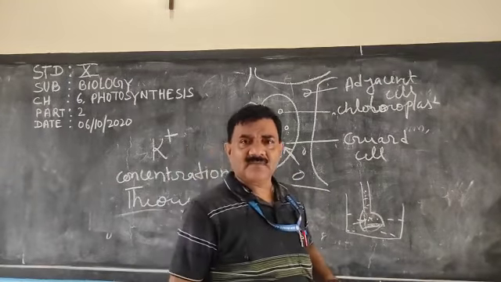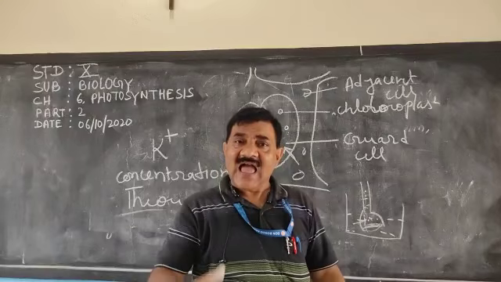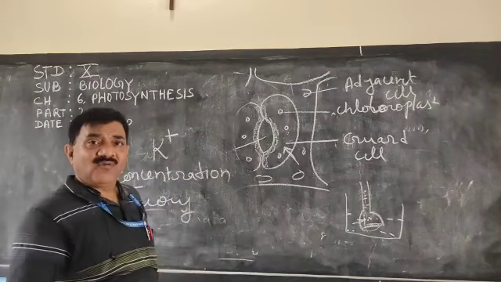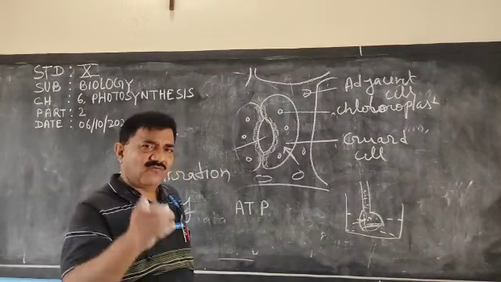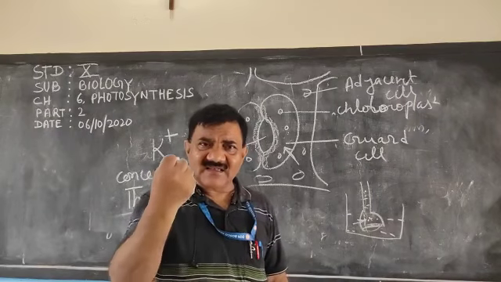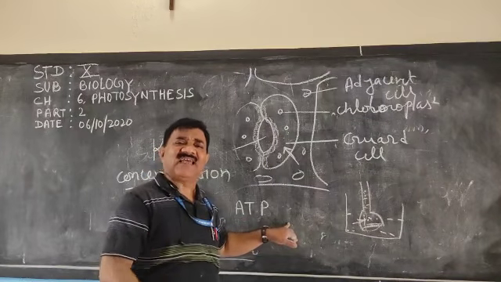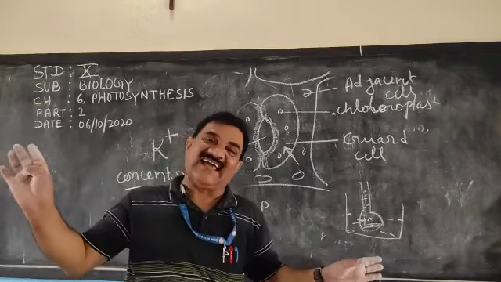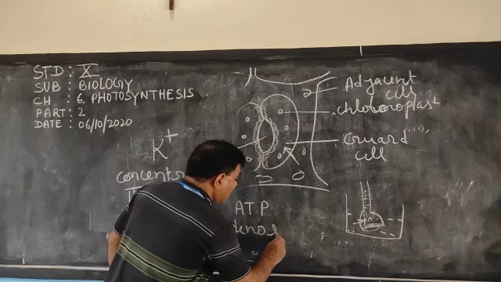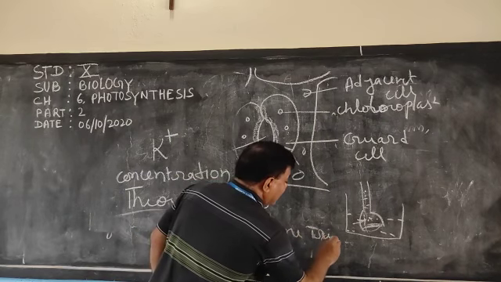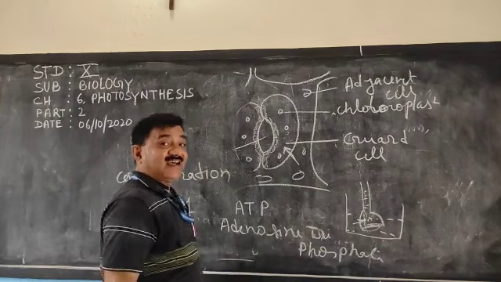During daytime, the chloroplast present in the guard cell will do the work of photosynthesis. And in photosynthesis, with glucose, ATP is also formed. Do you know what is ATP? Yes, currency of energy. Adenosine triphosphate. Adenosine is a compound and 3 phosphate atoms are attached to it. So the name becomes adenosine triphosphate. Very clear? It is called the currency of energy.